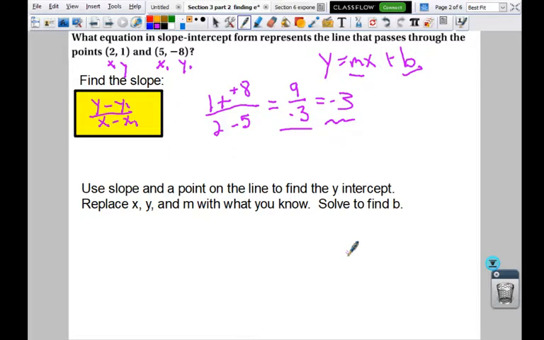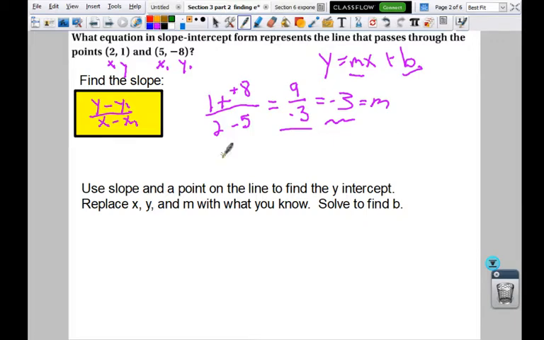Alright, so my m is negative 3. So I've got the first piece. This is my m right here. I got the first piece of this equation. I need to find b. And finding b is kind of annoying, but we're going to get it figured out. It's just kind of annoying.